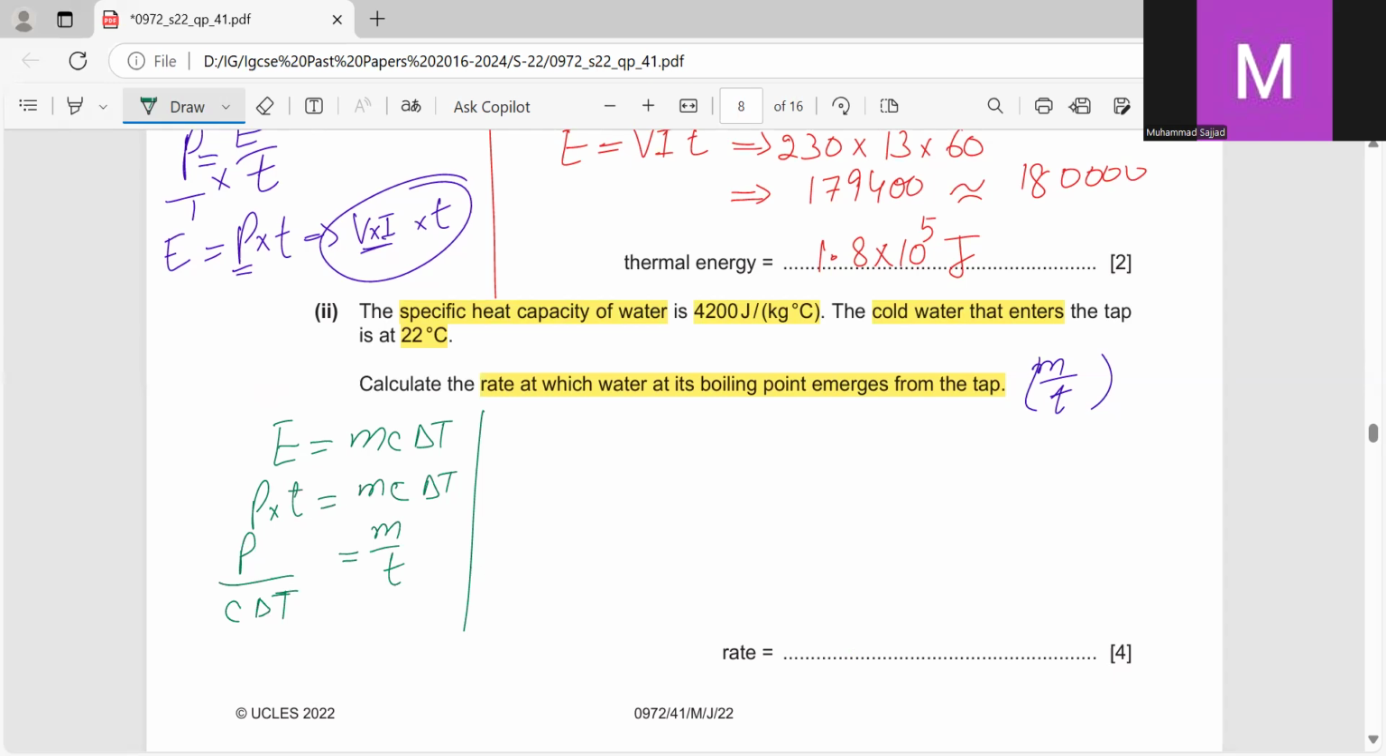Even in the syllabus outlines, it is written Q is equal to mc delta theta. The standard symbol for heat energy, thermal energy, is capital Q, equal to mc delta theta. Delta theta is for the change in temperature in degrees Celsius. This delta T is basically in Kelvin.